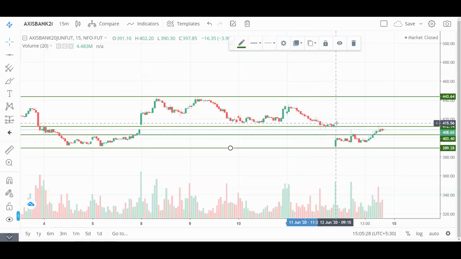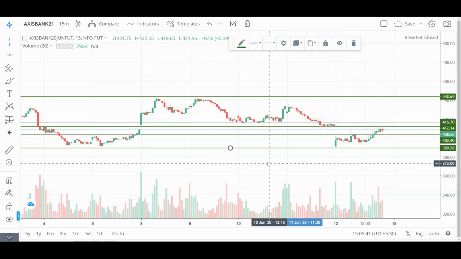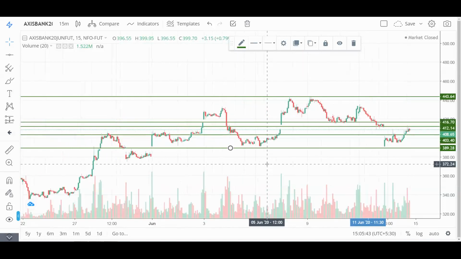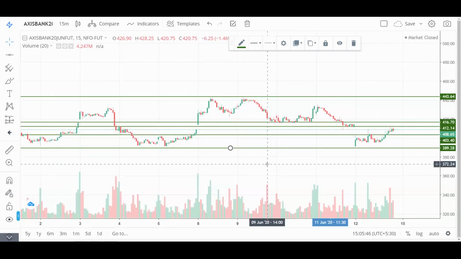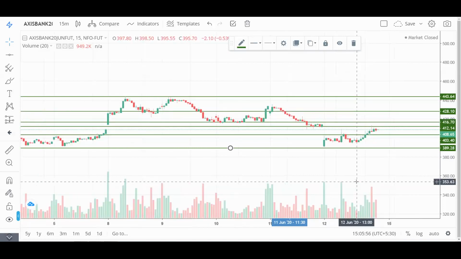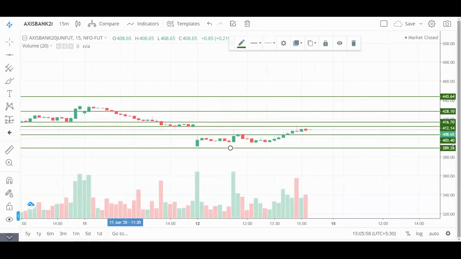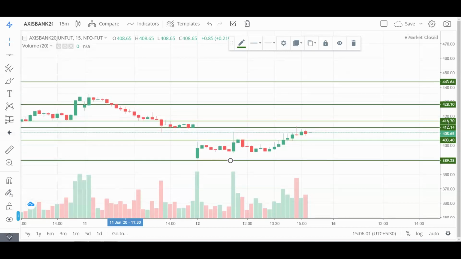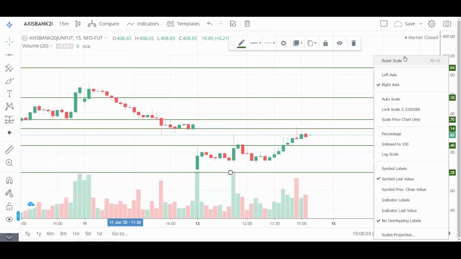Here is another support line. This one. So, as with the last close of 408.65, and these are a support and resistance level.